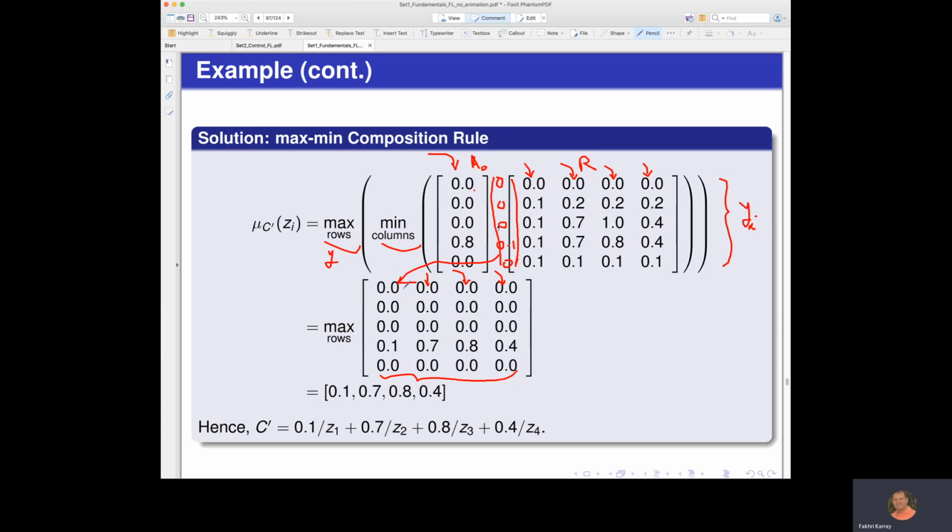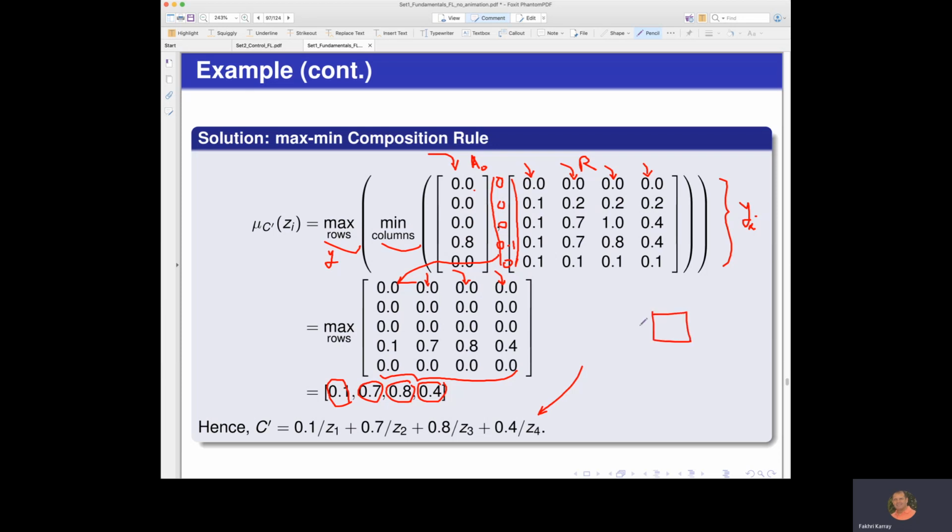So we are going to take the maximum. We go from one row to the next, to the next, to the next, and we take the maximum. So for the first row we obtain 0.1, because the maximum of all these elements is 0.1. The same thing, the maximum of all these elements is 0.7. The maximum of all these elements is 0.8, and the maximum for all these elements is going to be 0.4. And this gives us the outcome of that particular data context as applied to the engine.